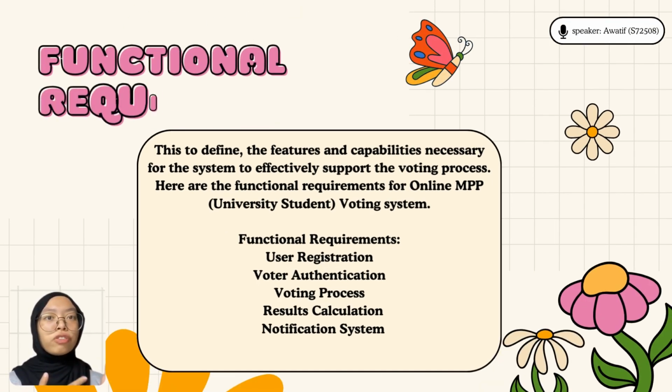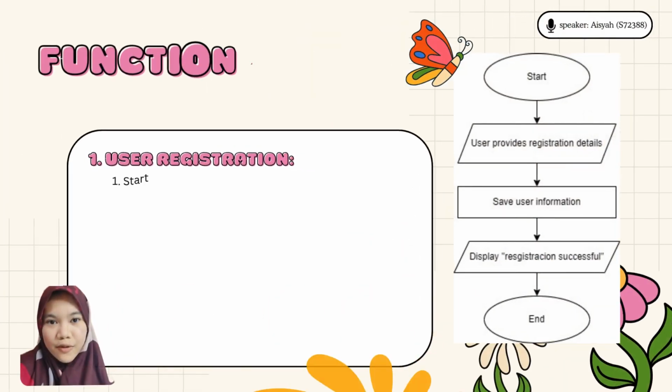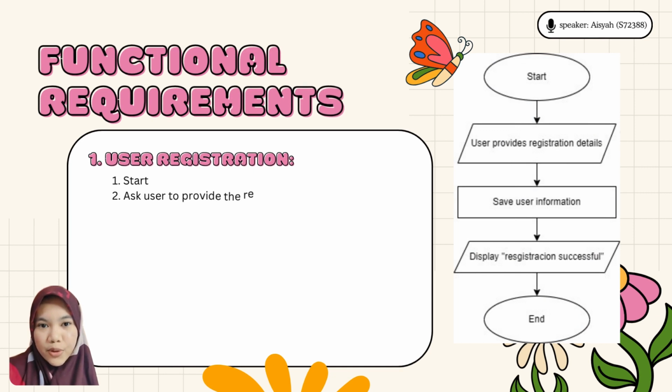This is to define the features and capabilities necessary for the system to effectively support the voting process. Here are the functional requirements for the online MPP voting system. The functional requirements are user registration, voter authentication, voting process, result calculation, and notification system. My name is Aisha Sofia Nazira, and now we move to the pseudocode and flowchart for each functional requirement.